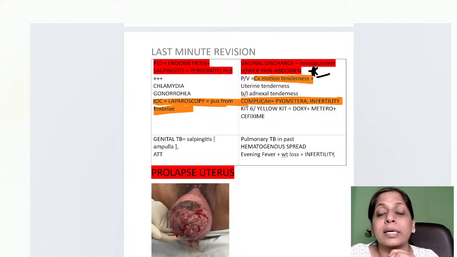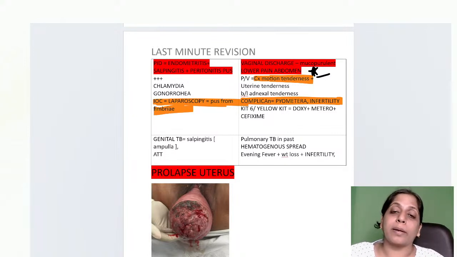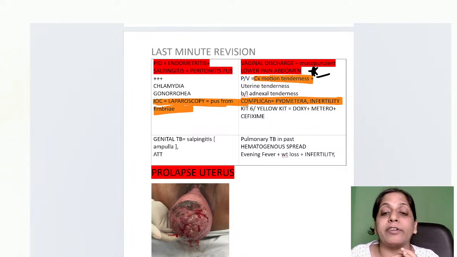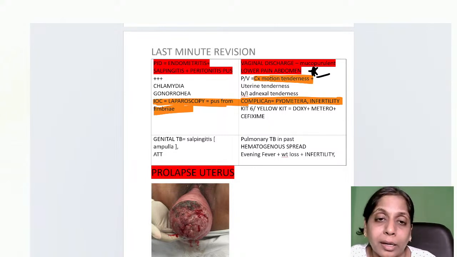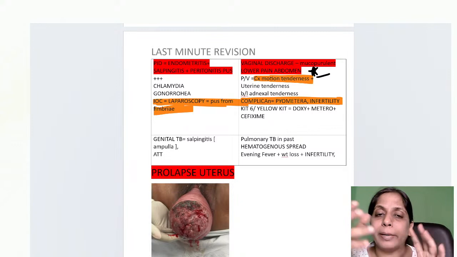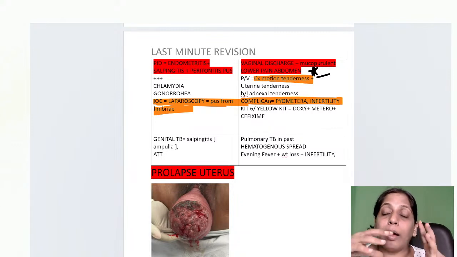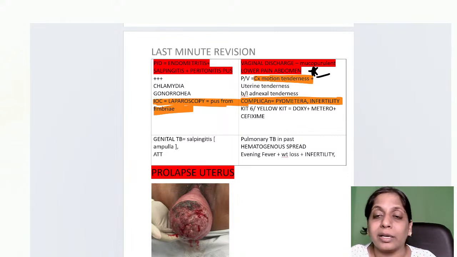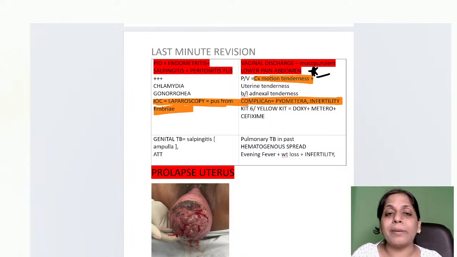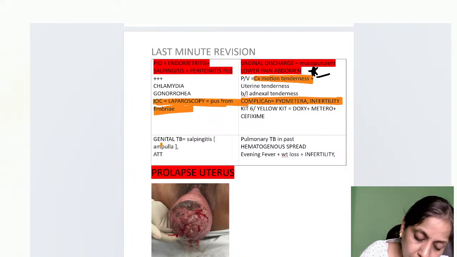The kit is yellow in color. It is kit 6 because, as compared to vaginitis, PID is a very, very big problem. So it is yellow in color and there is mild lower abdominal pain, so it is not as painful as herpes. So we are not giving it a red color, we are giving it a yellow color. It is kit 6 and it contains doxy, metro and cefixime.